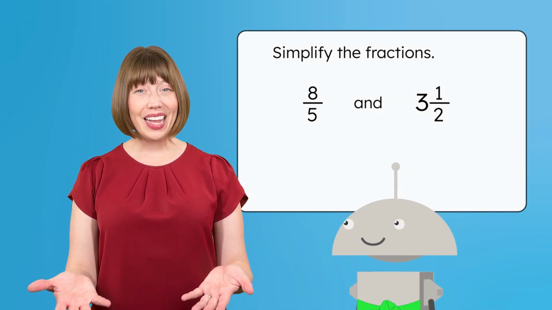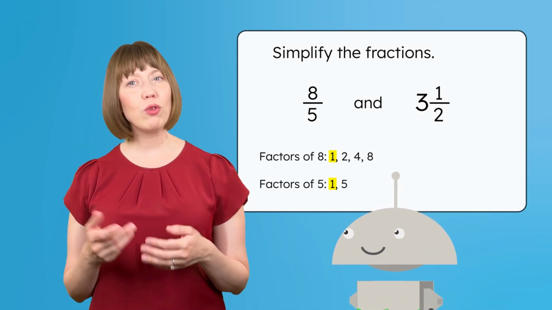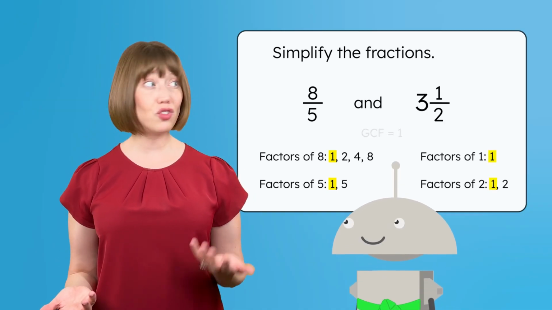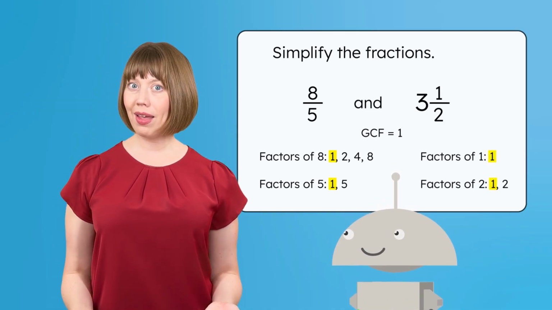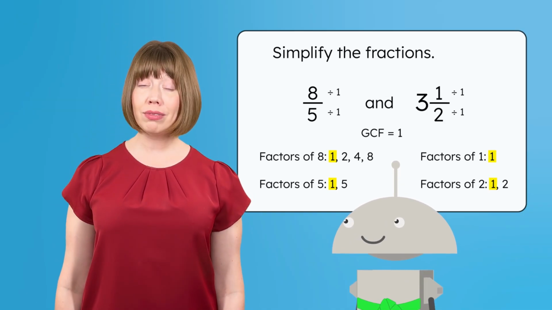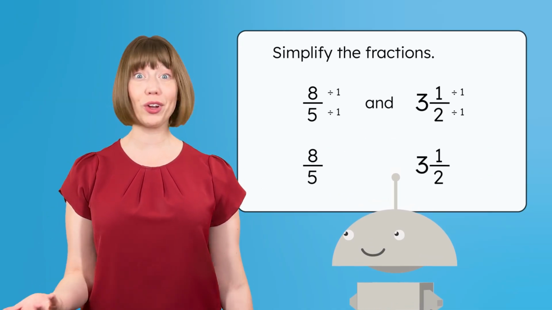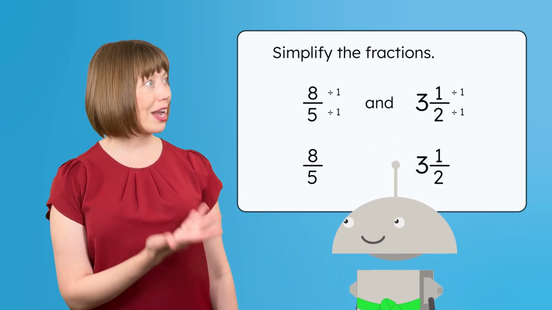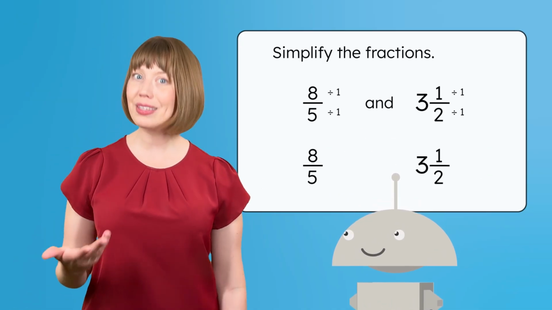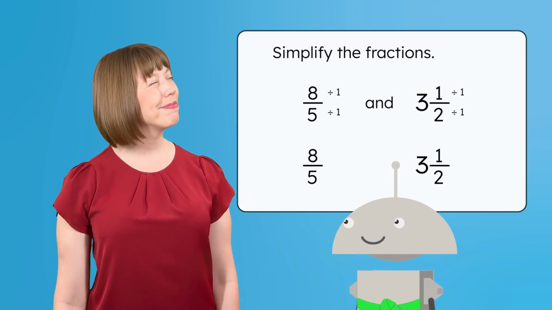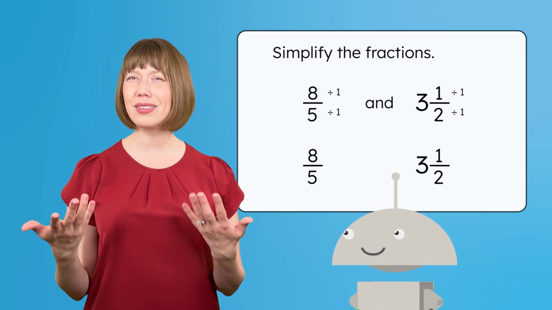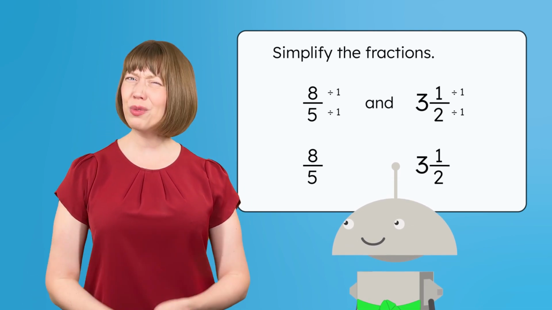How'd it go? For both fractions, when we list out their factors, the GCF is 1. If you try dividing by 1, you get the same fractions all over again. That means the fractions are already fully simplified. Now that they're fully simplified, what could we do with them?